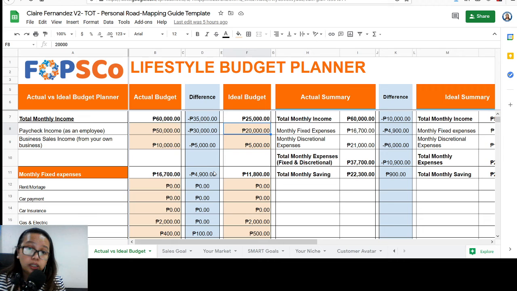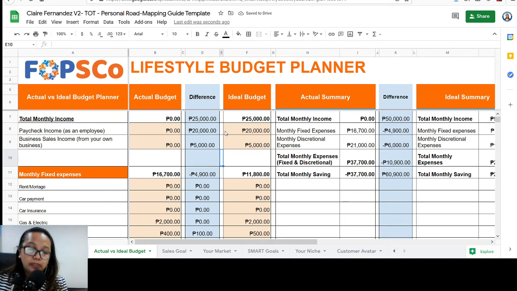Okay, so basically, I'm targeting a 20,000 increase in my paycheck and an additional 5,000 in more business ventures. So a total of 25,000 pesos. Here there's a difference because it's my additional. In your case, if you have zero here and zero here, what will happen later is it will now become passive.